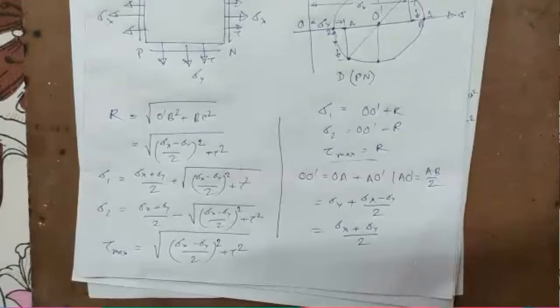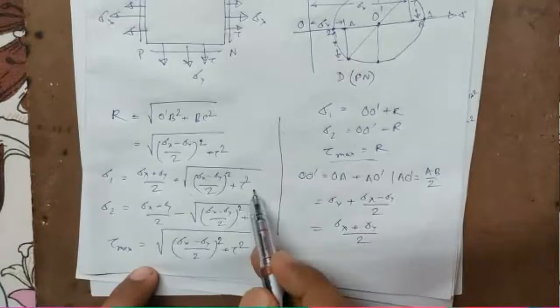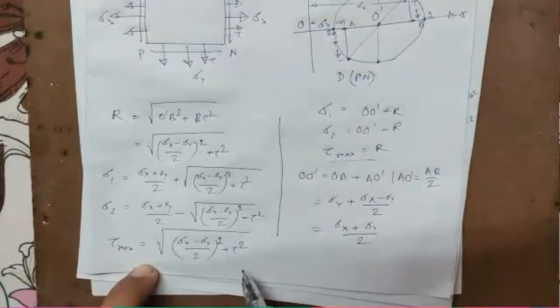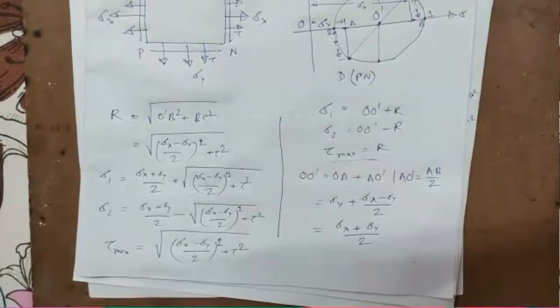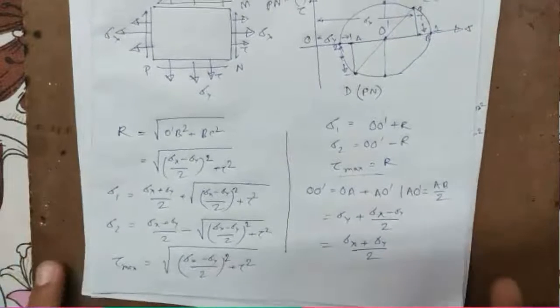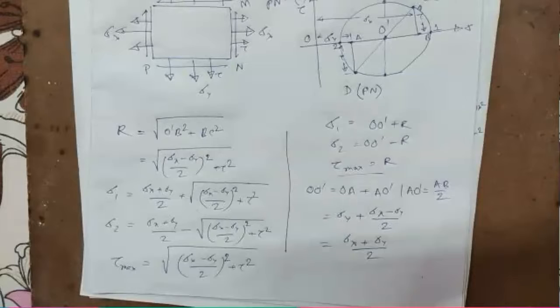Now if we compare these values of sigma 1, the major principal stress, sigma 2, the minor principal stress, and tau max, we will find them the same as we found in the analytical method. Simple geometry. Is it okay?